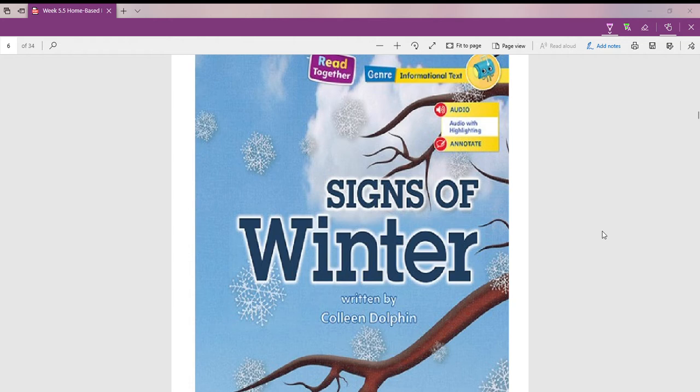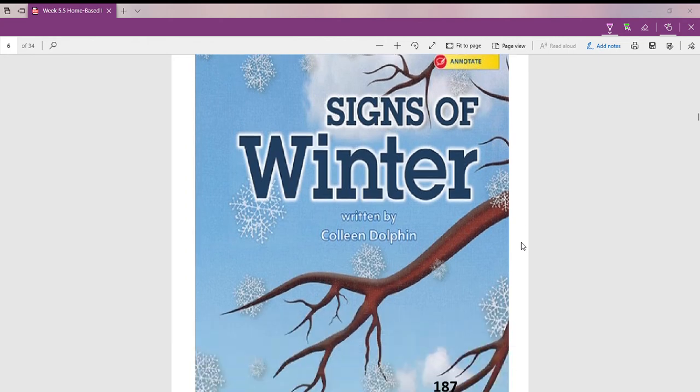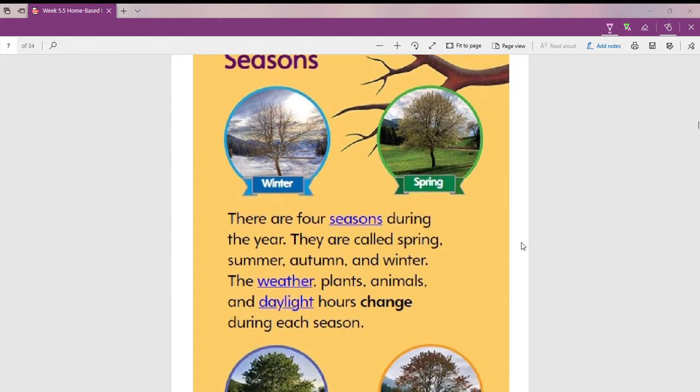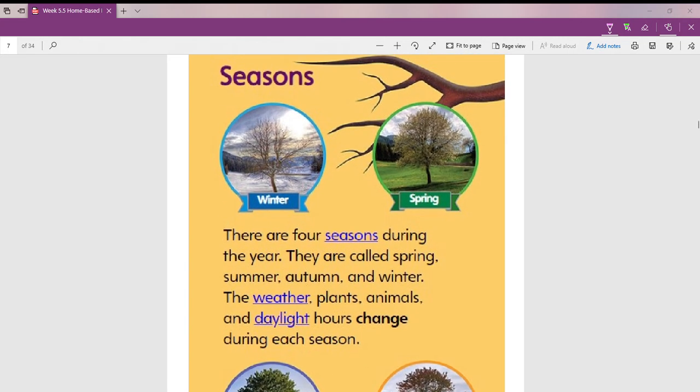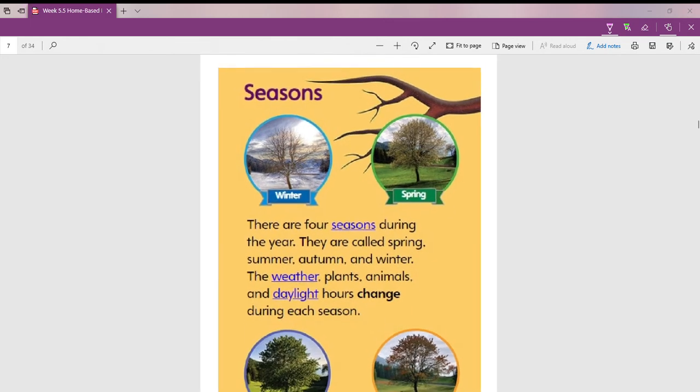Signs of Winter is an informational text. Can you see that up here? Informational text. That means we're going to have real information. All the things that we read here in Signs of Winter are true. Signs of Winter. Seasons. I'm going to zoom out a little bit. There we go.